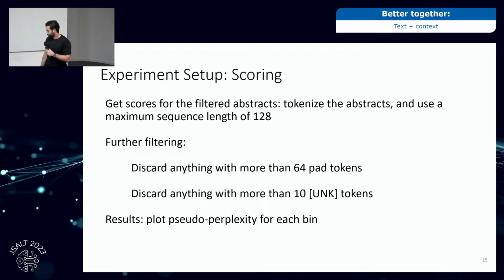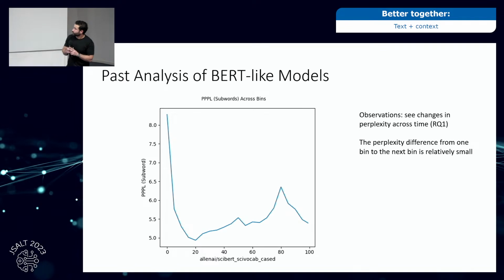So these are the results for CyBERT, which I had mentioned earlier, and by looking at it, we definitely can see that there are changes in perplexity across time. In the earlier bins, there's a huge spike. It decreases really rapidly around bin 20, and it rises steadily until it peaks around bin 80. Another note is that the perplexity is actually relatively smooth when we look locally. So the difference from one bin to the next is relatively small and can likely be predicted.